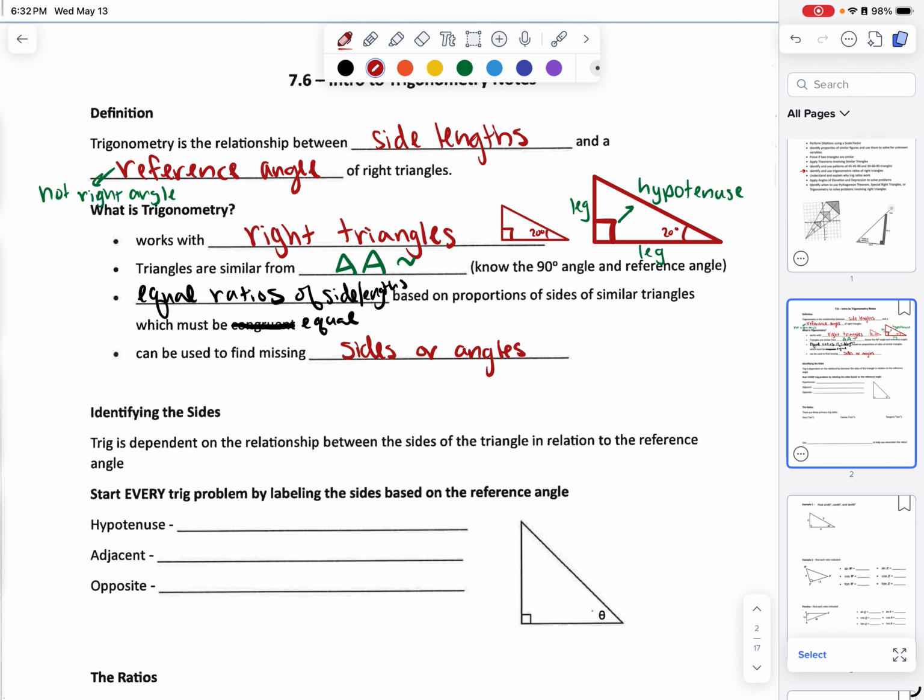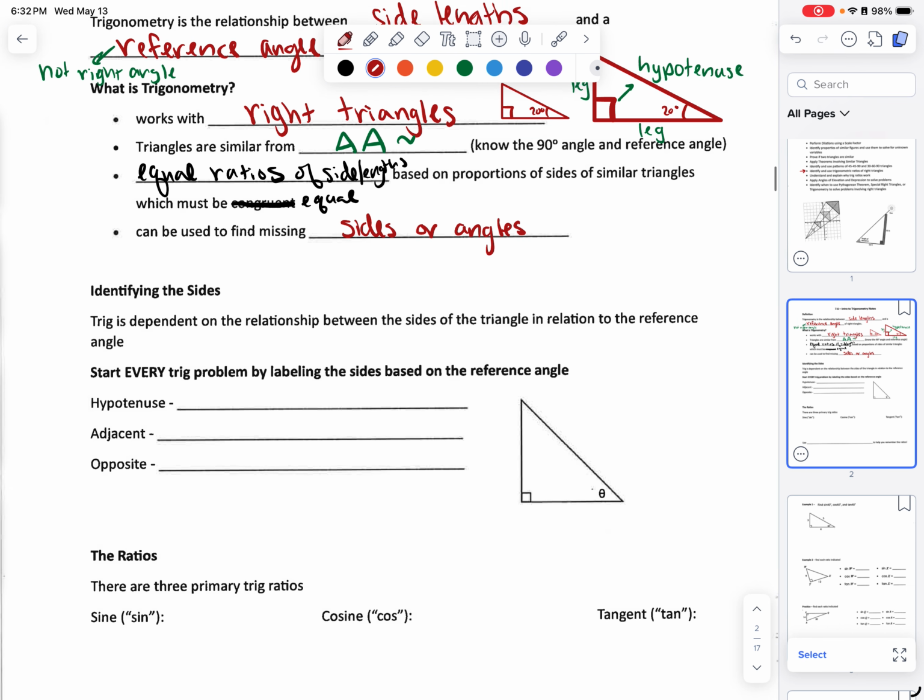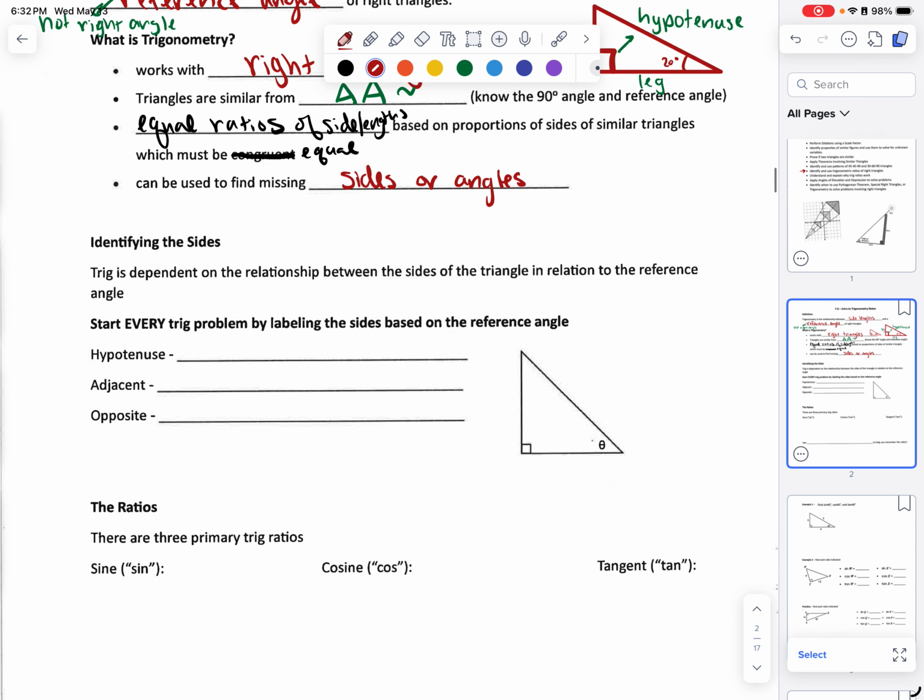Up to now, if you know two sides of a right triangle, you can find the third side with the Pythagorean theorem. Once we have right triangle trigonometry in our toolbox, we'll only need the fact that it's a right triangle, one side, and an angle to find a missing side. We may also use two sides to find a missing angle. So let's start with sides. Trig is dependent on the relationship between the sides and angle in relation to that reference angle. So depending on which angle is the reference angle changes the perspective.